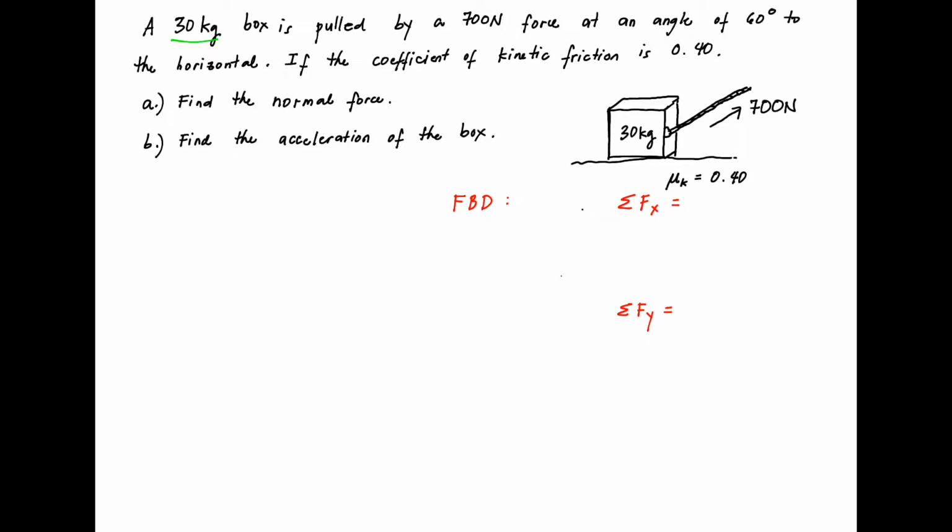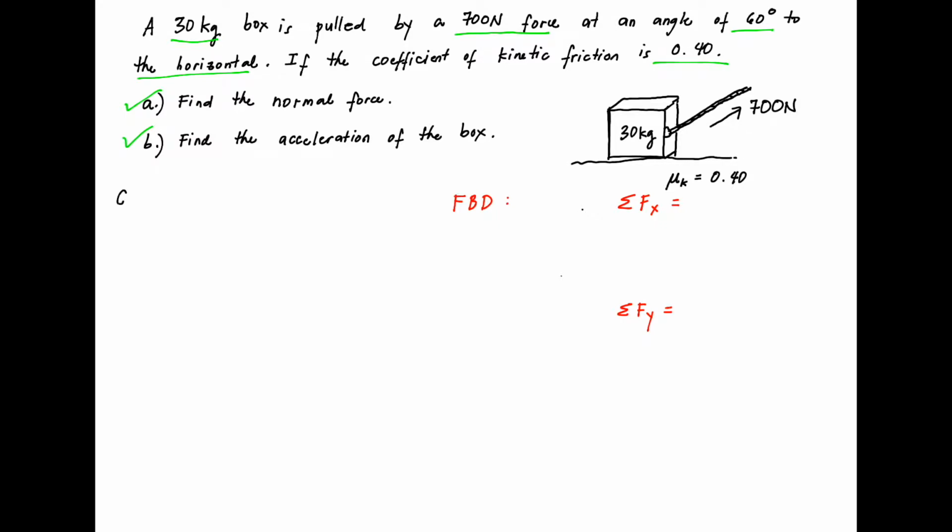A 30 kilogram box is pulled by a 700 Newton force at an angle of 60 degrees to the horizontal. If the coefficient of kinetic friction is 0.40, letter A: find the normal force, and letter B: find the acceleration of the box.